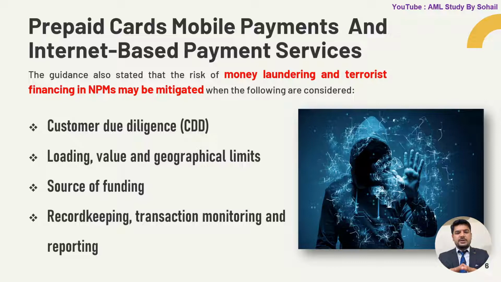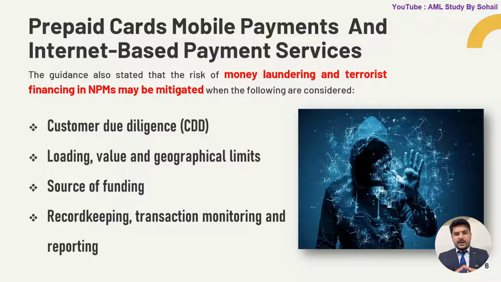Loading value and geographical limits: if we want to mitigate some risk, we need to put some loading value and geographic limits. They need to put some conditions. A certain card will be used in these jurisdictions; excluding these jurisdictions, it will not work. In this way we can mitigate. As well, we put some mitigation on loading values: they need to set a certain value, and exceeding that limit, it should not be accepted.